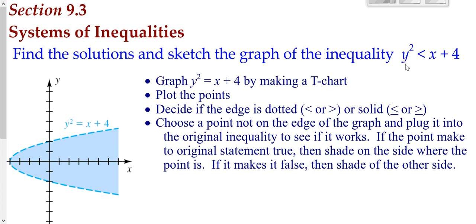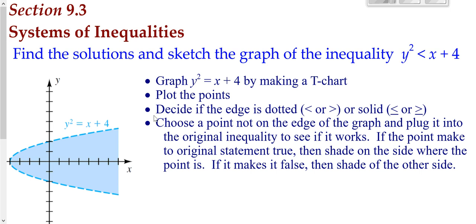When we look at y squared is less than x plus 4, we could always graph this by making ourselves a t-chart. Normally, we have y on one side by itself equaling something with the x, and then you plug in stuff for x to be able to figure out y. Since it's hard to get y on one side by itself here, I would go ahead and make my t-chart where I plug stuff in for y and work backwards to get x. When you do that, you would get a parabola that's going sideways.